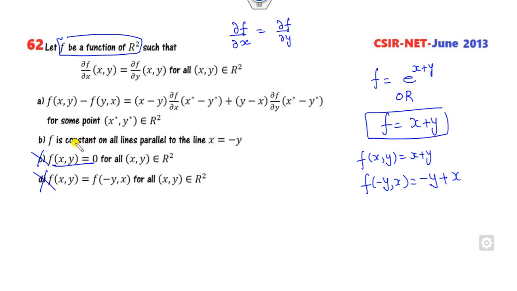A function is constant on the line x equal to minus y. When you say x is equal to minus y, this value will be 0, this value will be 1. So in both cases we will get a constant value. So that is the correct answer.